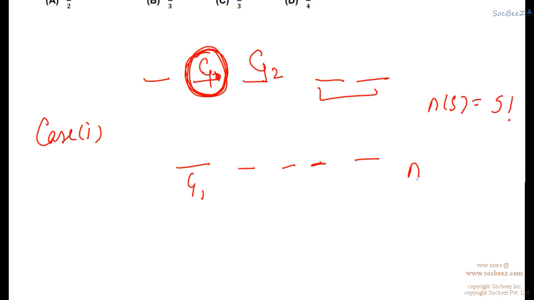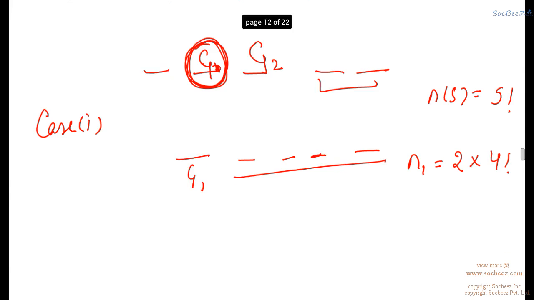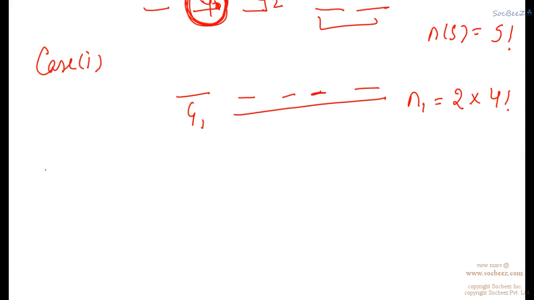So the total number of ways in this case, n1, is going to be 2, because 2 girls are here and we can interchange them, into the total number of ways for these 4 positions, which is factorial 4. Okay, now the second case, which is case 2 that we need to consider, is here, but this case has already been considered in this one.